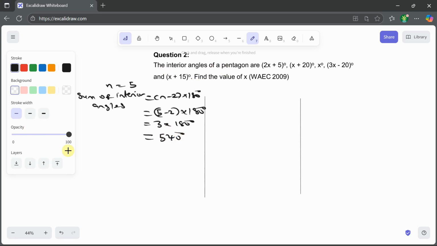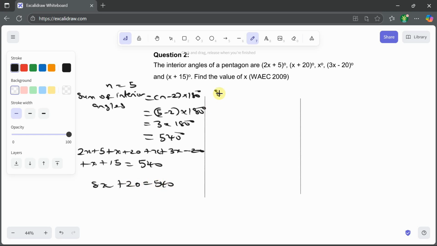So that will be 2x plus 5 plus x plus 20 plus x plus 3x minus 20 plus x plus 15. They must all equal 540. So 2x plus x gives 3x, plus x gives 4x, plus 3x gives 7x, plus x gives 8x. 5 plus 20 gives 25, minus 20 gives 5, plus 15 gives 20, is equal to 540.